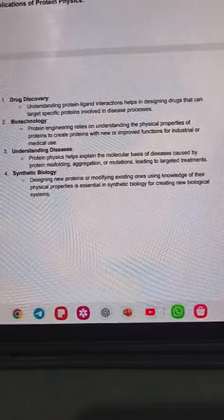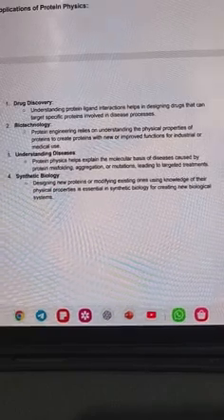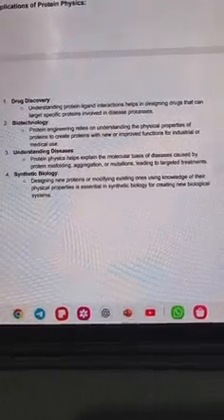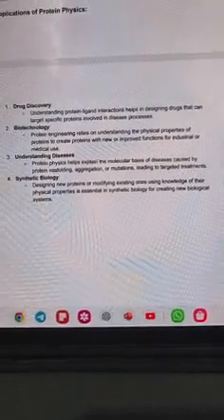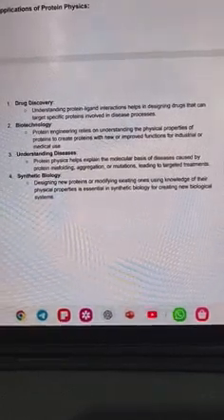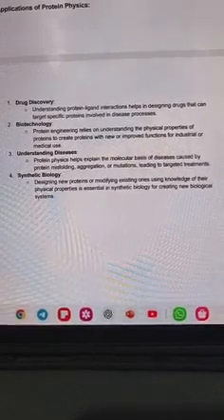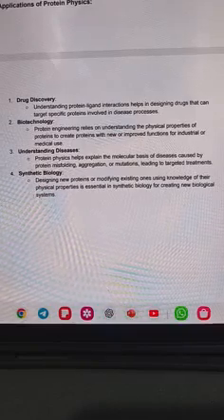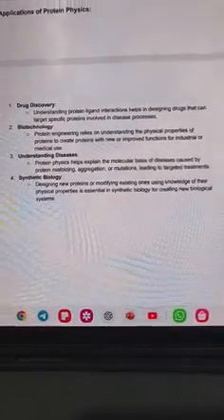Understanding disease: protein physics can help explore the molecular basis of diseases caused by protein misfolding, aggregation, and mutation, leading to targeted treatment. Synthetic biology: designing new proteins or modifying existing ones using knowledge of their physical properties, especially in synthetic biology, for creating new biological systems.